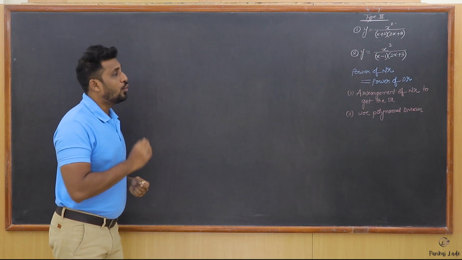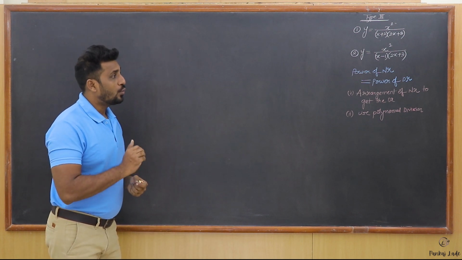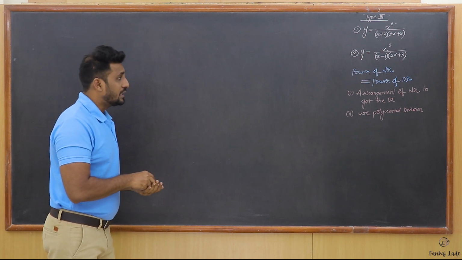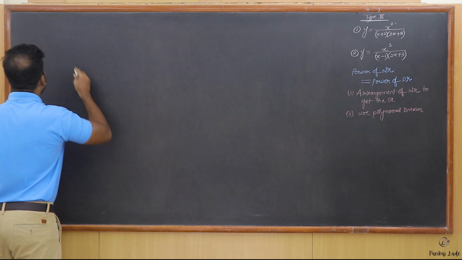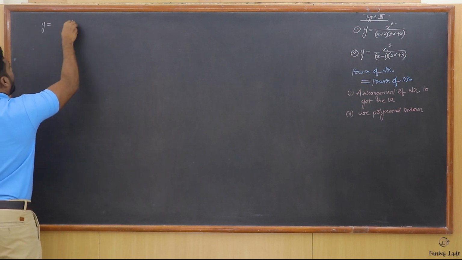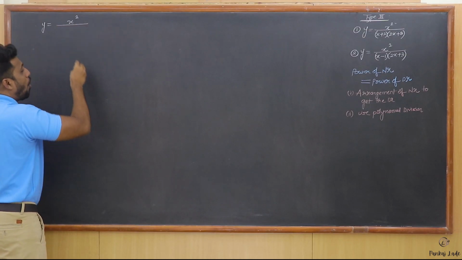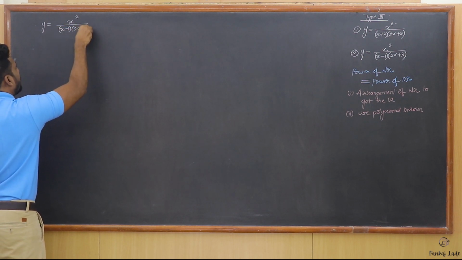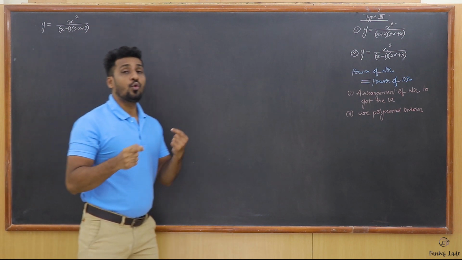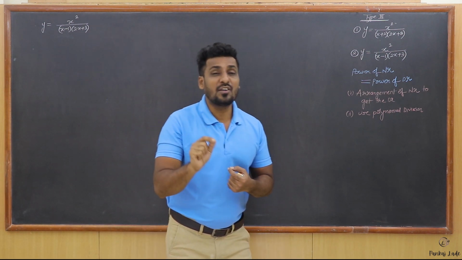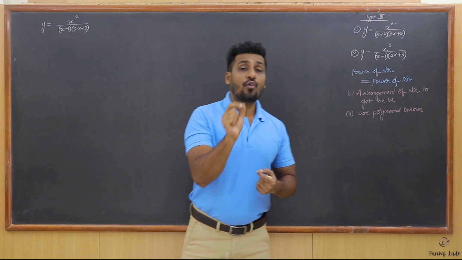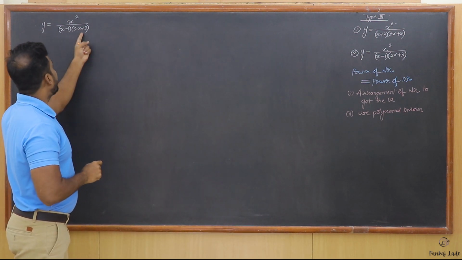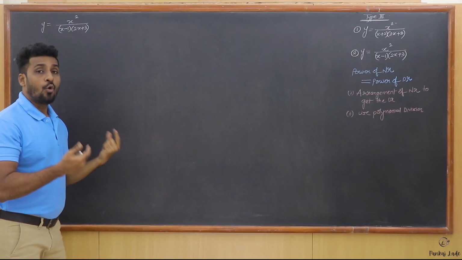We have y is equal to x square upon (x minus 1) into (2x plus 3). So let's proceed with this particular question, the second one. So I have y is equal to x square upon (x minus 1) into (2x plus 3). What I'm going to do here is arrange the numerator so that I get the denominator. First of all, I need to open the brackets in the denominator. So this is the denominator I have, (x minus 1) into (2x plus 3). I'm going to open the brackets over there.